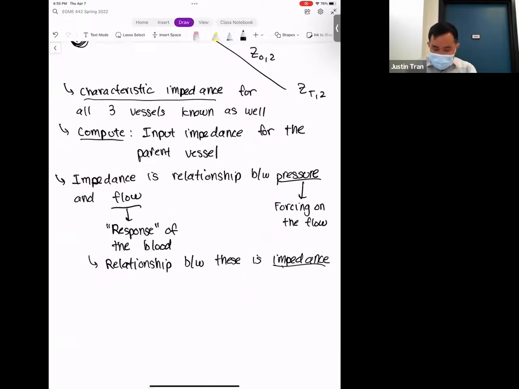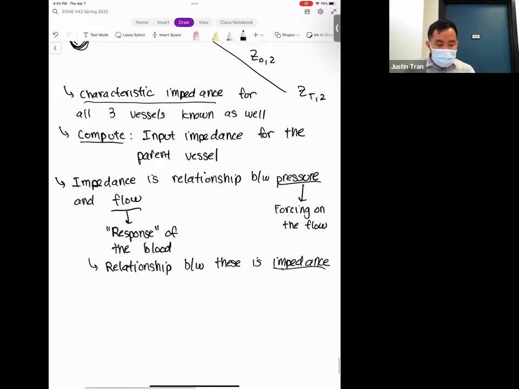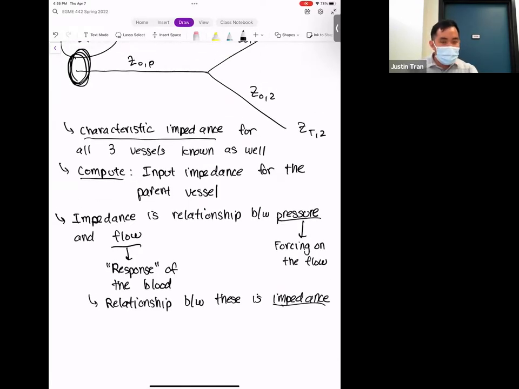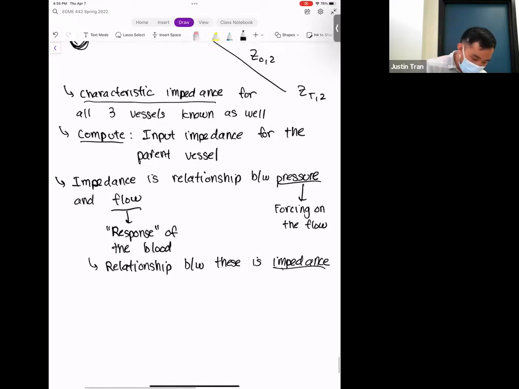Okay. All right. So how are we going to do this? How are we going to compute the input impedance to this network of vessels? The idea is to work your way back. So start from the back and then work your way up to the front, okay?